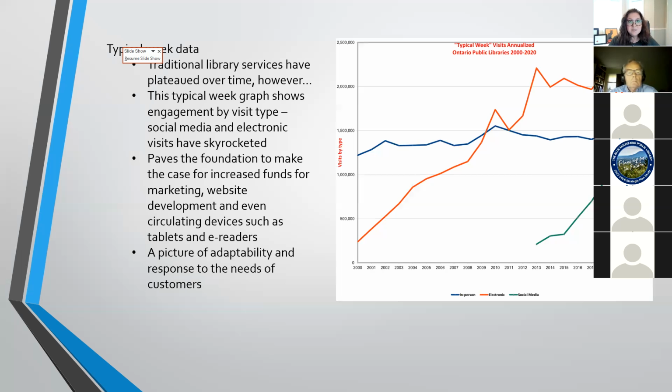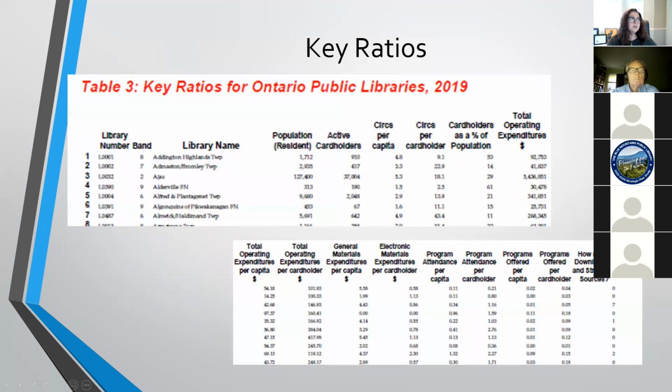It's a picture of adaptability and response to the needs of our customers, and it really does show how libraries have always been able to fill in the gaps of what our customers and our communities need. And so within a very short period of time, we've been able to adapt. And just like in the pandemic, it really does show the library's flexibility and desire to meet the needs of its customers. I wanted to also talk a little bit about key ratios. So this is something that we focus on in our data reports.